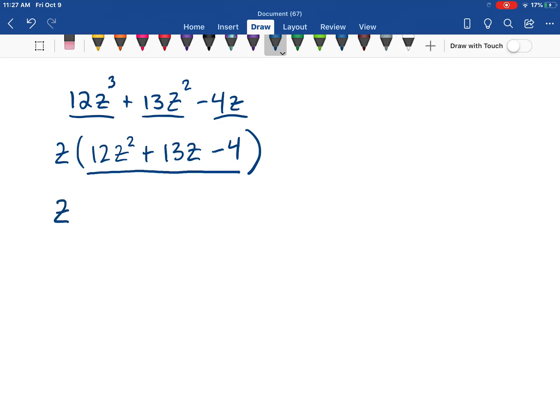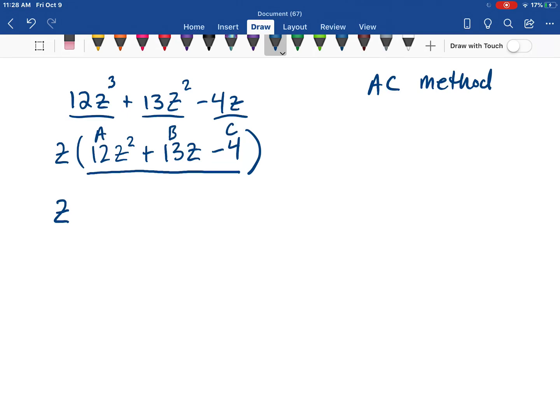So I'm going to carry down the z. I don't want to lose that factor. It's easy to do that sometimes when you're so focused on what's left over, that polynomial, but you have to remember to bring down that other factor. So to continue factoring this polynomial that's left over in the parentheses, we're going to use what's known as the AC method.